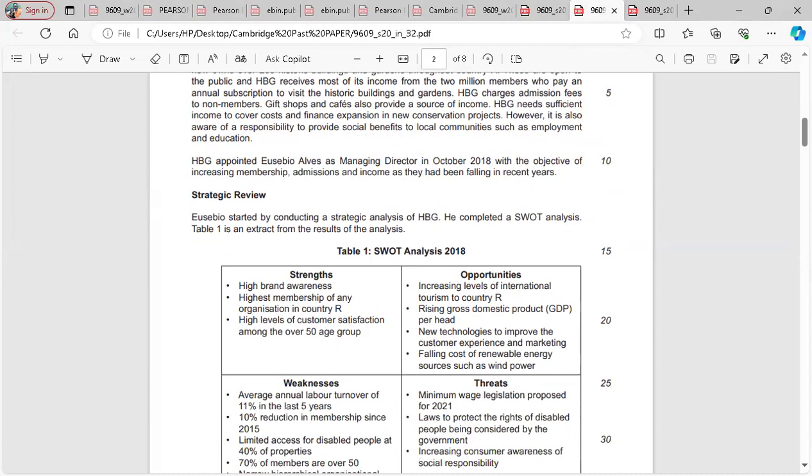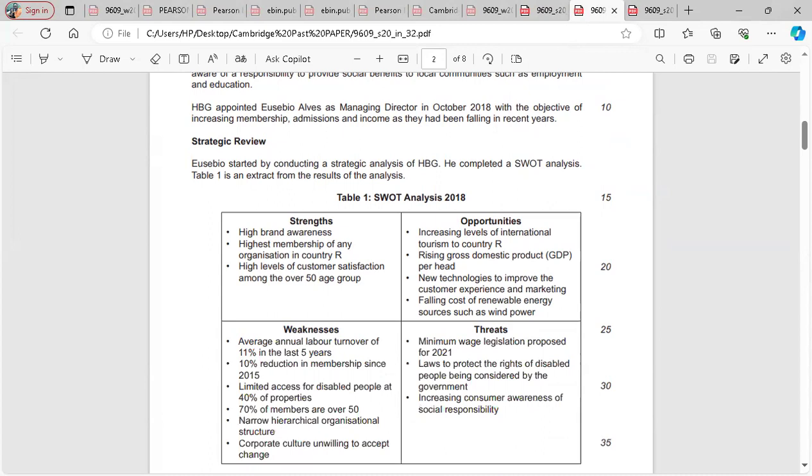So the strategic review, the last paragraph, they said HBG appointed Eusebio Alves as managing director in October 2018 with the objectives of increasing membership, admissions, and income as they have been falling in recent years. So they have employed Eusebio for the fact that the business is not doing well. So that's why they appointed Eusebio as the new managing director. Then Eusebio started by conducting a strategic analysis of HBG. He completed the SWOT analysis.